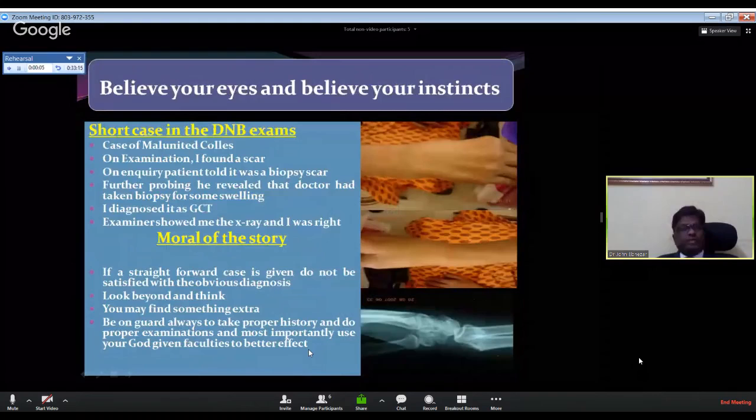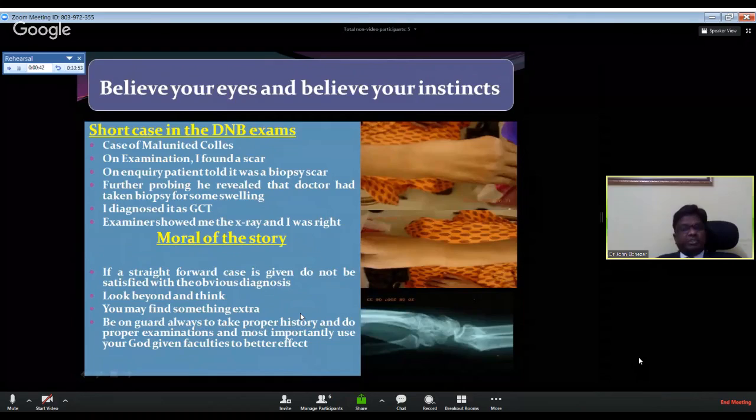In the short case in the final exam, I was given a case of malignant pathological fracture, but I saw a scar. Then I asked, why is this scar there on this malignant pathological fracture? I inquired of the patient, why this scar? And he said, some virus scar. Then he alerted me. Then I thought, maybe it's a case of giant cell tumor with malignancy. And then I called that. Then the examiner showed me the X-ray, and indeed it was a case of GCT. Because I took a cue from the scar, I could diagnose it right. The moral of the story here is, in a straightforward case, you should not be satisfied with the obvious diagnosis. Look beyond and think. You may find something extra. Be on guard always.